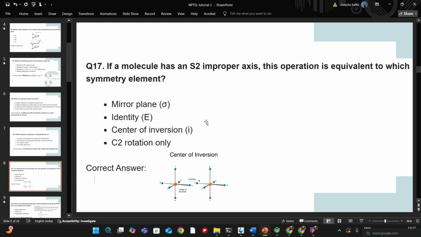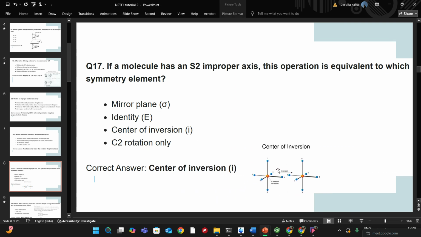Then, if a molecule has an S2 improper axis, this operation is equivalent to which symmetry element? So out of sigma, E, i and C2, out of these four options, there is one symmetry element which is identical to S2. So we have already talked about Sn. Sn is a principal axis of symmetry and also a plane which is perpendicular to that. So the center of inversion will be equivalent to S2, because both of these will produce the same change.